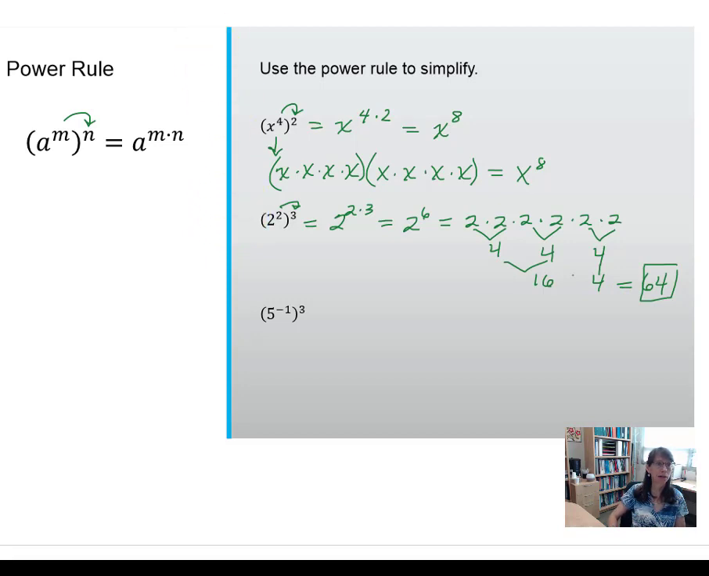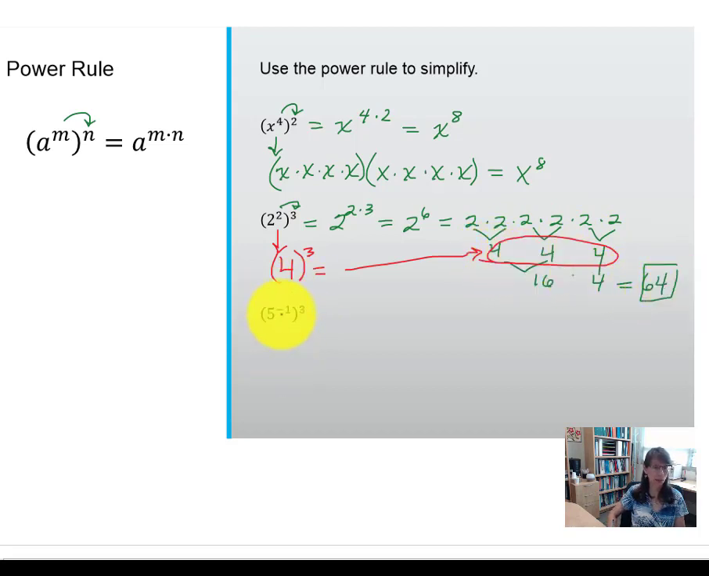Now, if we had gone a different way with this, if we really had said that 2 squared makes 4, then 4 would have been raised to the power of 3. And notice that's exactly what we ended up with here. 4 times 4 times 4, which is still 64.